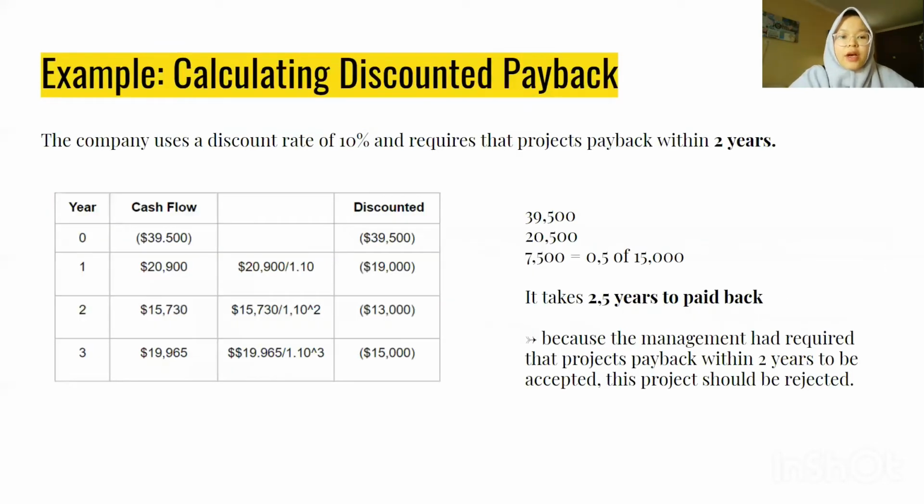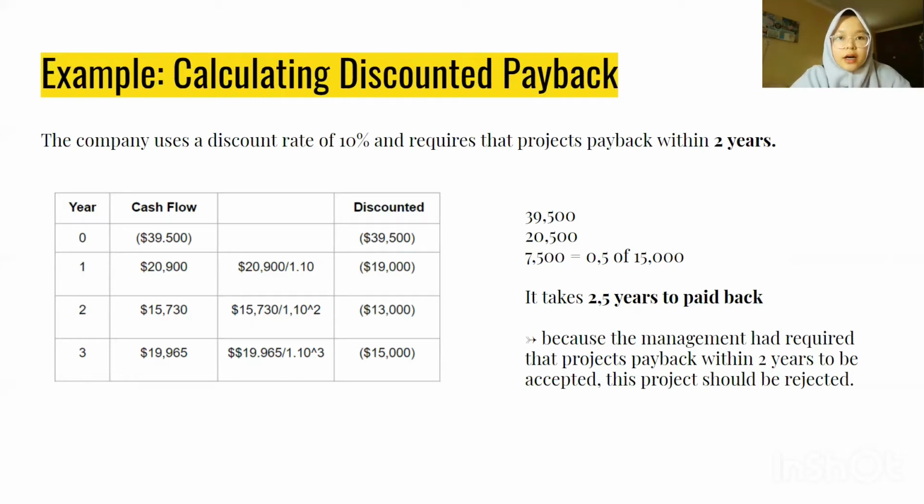And then the example of calculating discounted payback. So let's evaluate this project. It said that the company uses a discount rate of 10% and requires that project payback within 2 years. The two tables on the left are already given in the problem. So here we are going to calculate the present value, the net present value.